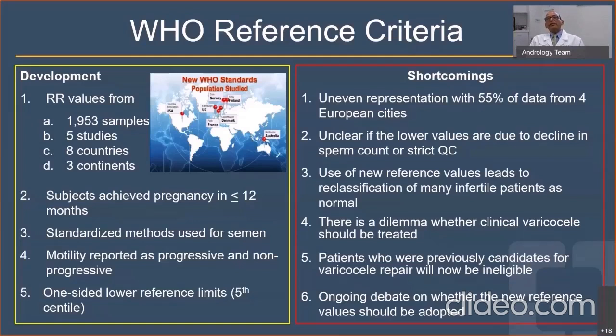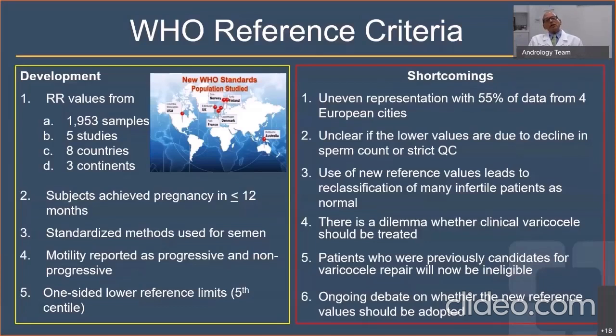The next point is that these new reference values have resulted in a reclassification of many infertile patients who in the earlier editions were categorized as abnormal, but in this 2010 edition, they will all be falling into the normal category. Now, this creates a dilemma, especially in the clinical diagnosis of varicocele, whether in adult patients or in adolescents. The question arises, how should they be treated?